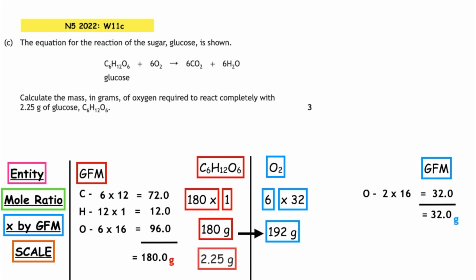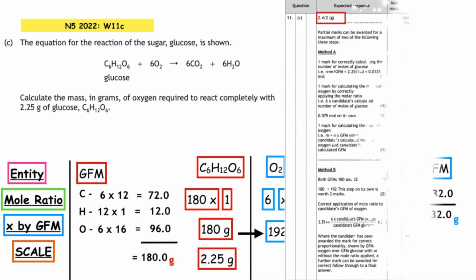We then have to scale. So we have been given in the question 2.25 grams of glucose. We put the same unit same side and then we cross multiply. So we'll pop in our calculator, 192 times 2.25 divided by 180, and the answer comes out at 2.4 grams, which gives us our third and final mark.